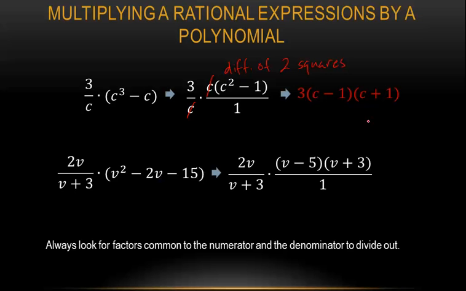I just factored first, and I'm looking to see if there are any common factors, and yes, again, the v plus 3 are common, and they cancel out and become 1, and we're left with these factors at the top and only 1 at the bottom. So our answer will no longer look like a fraction, but it'd be an expression 2v times the quantity v minus 5.